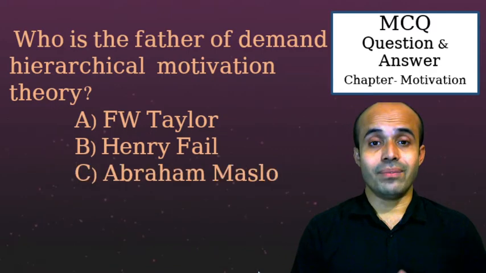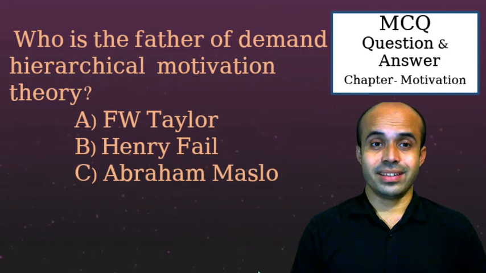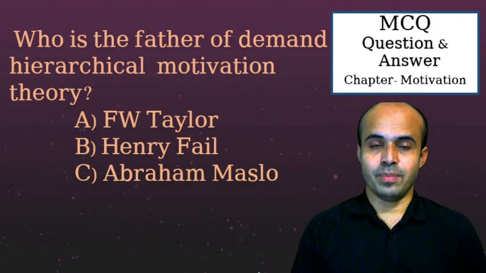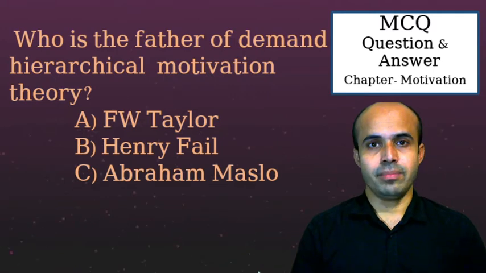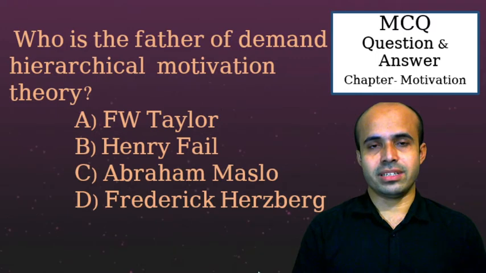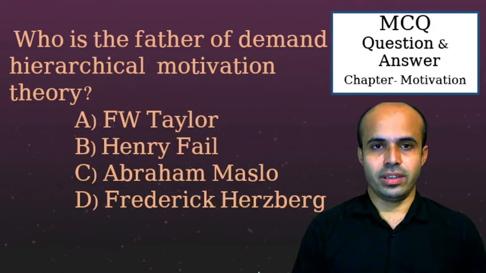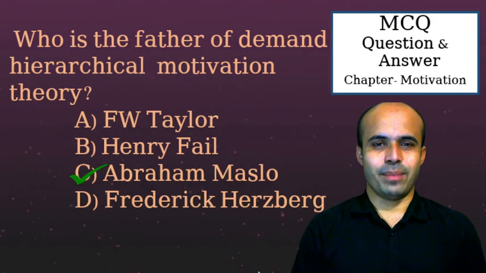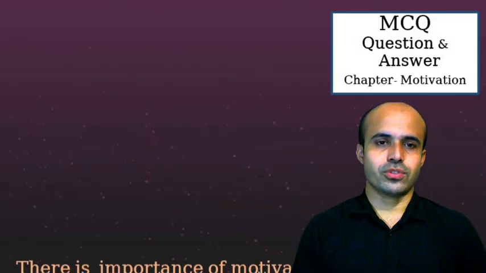Abraham Maslow, you know that. This is the right person for this answer. So the hierarchical motivation theory was invented by Abraham Maslow. And Frederick Herzberg is not, because he invented the two-factor theory. So our answer is Abraham Maslow. Now coming to the next question.